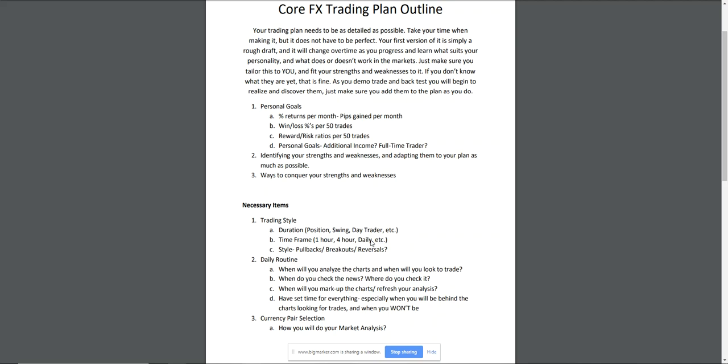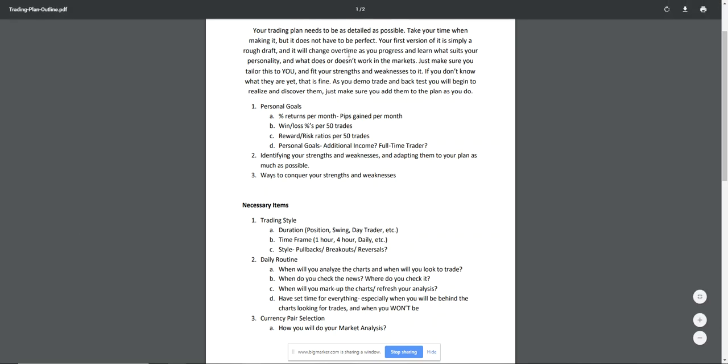If you have company over and your schedule is off, what are you going to do? If you change jobs and now your schedule is this, how are you going to implement that? All that kind of stuff that's individual to each person, right? So real quick here, your trading plan needs to be as detailed as possible.